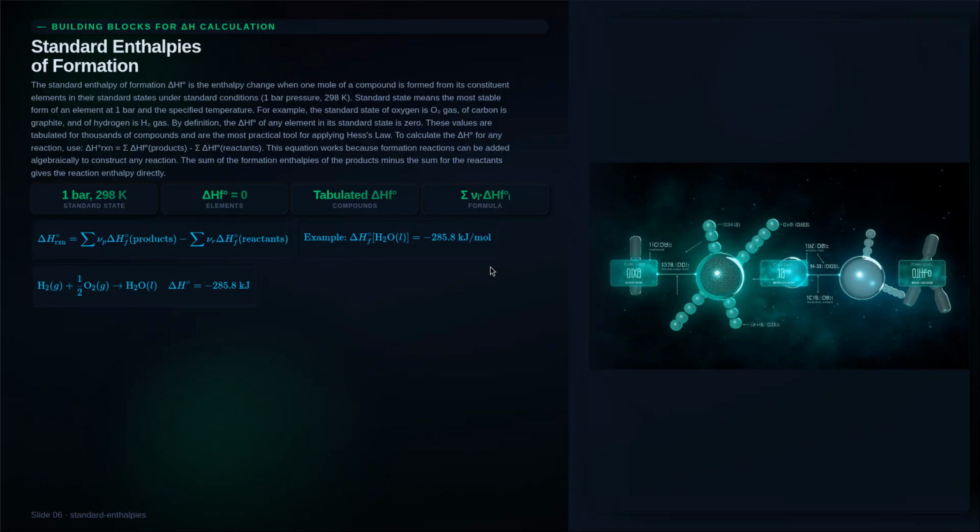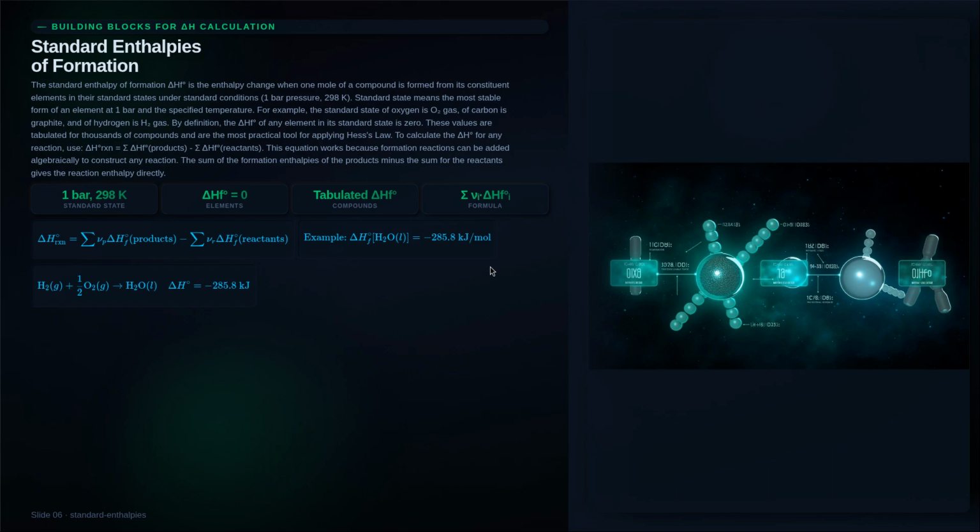Standard state means the most stable form of an element at 1 bar and the specified temperature. For example, the standard state of oxygen is O2 gas, of carbon is graphite, and of hydrogen is H2 gas. By definition, the ΔHf° of any element in its standard state is 0. These values are tabulated for thousands of compounds and are the most practical tool for applying Hess's law.